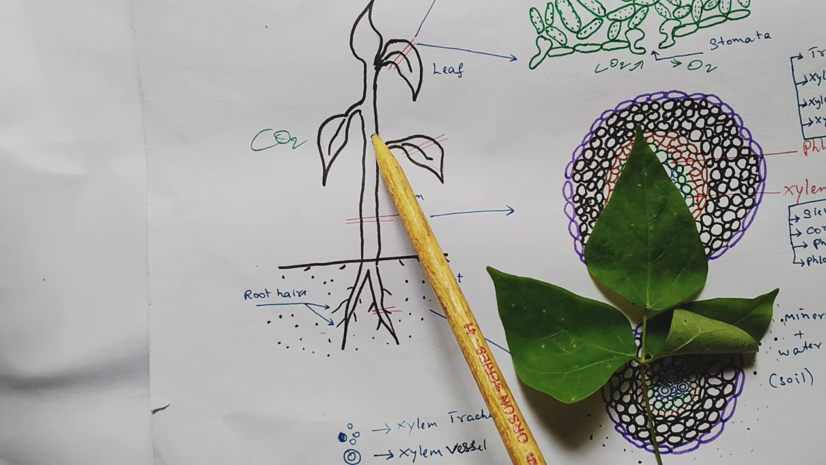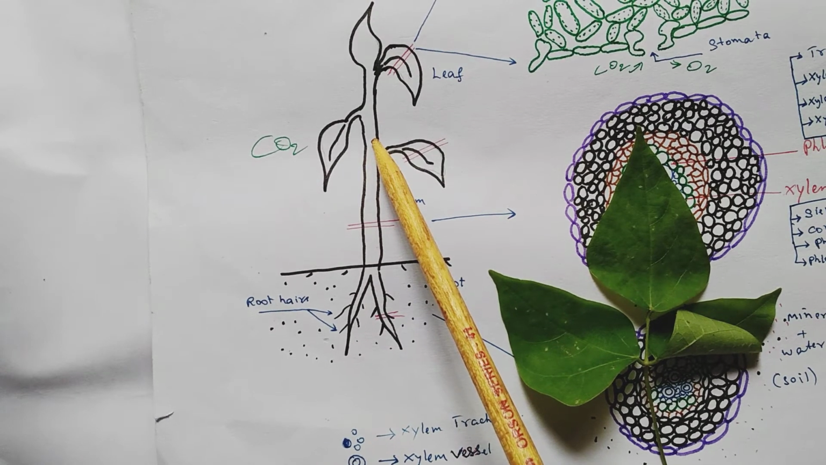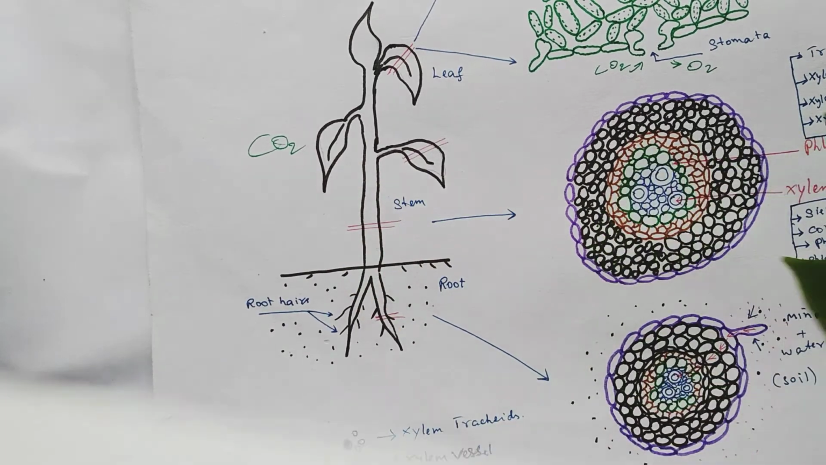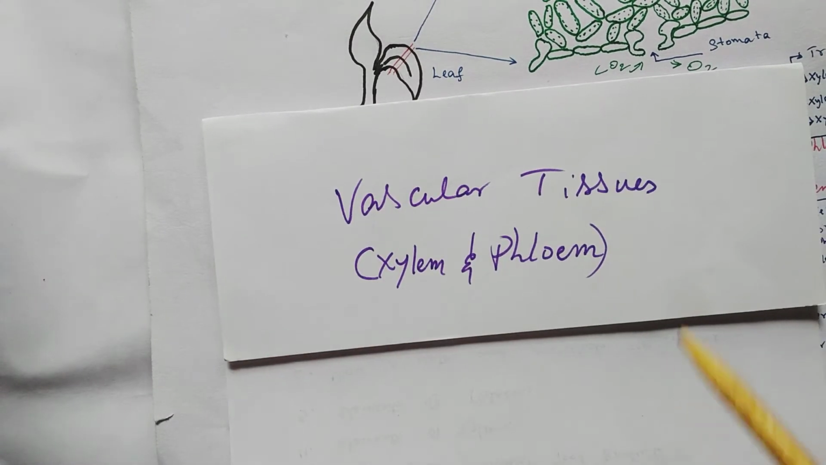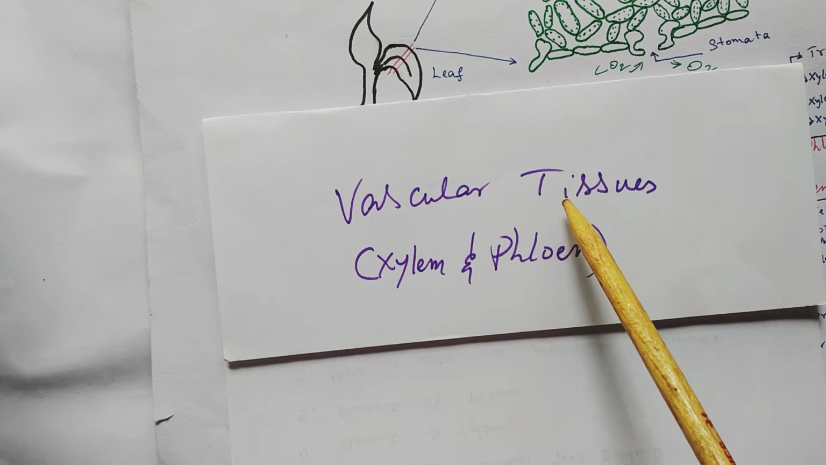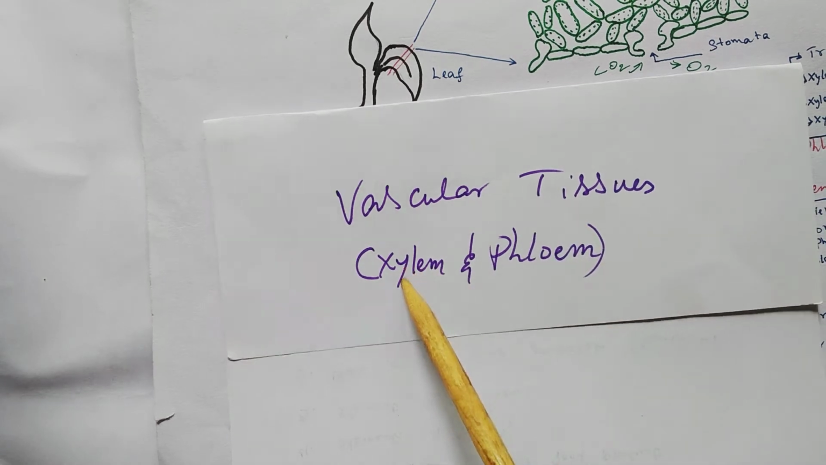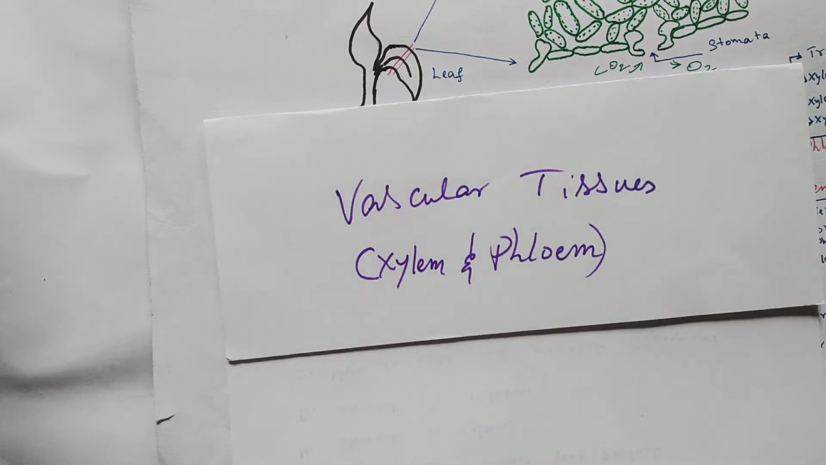And the special organs that help the plant to transport food or water are called vascular tissues, and the vascular tissues in plants are called xylem and phloem.